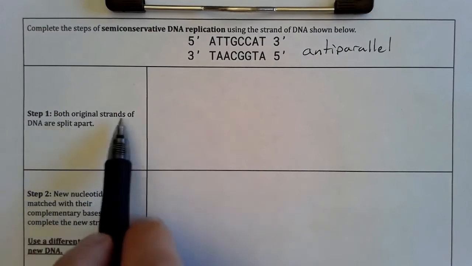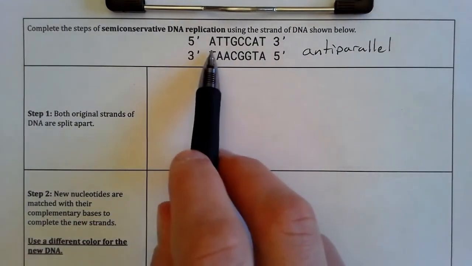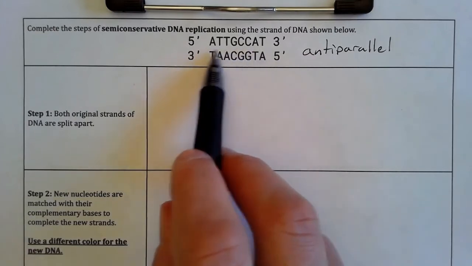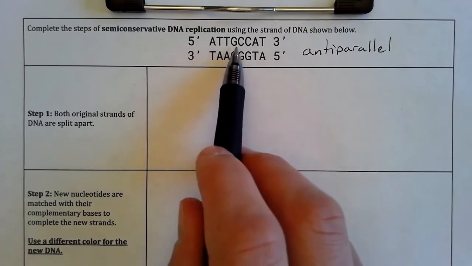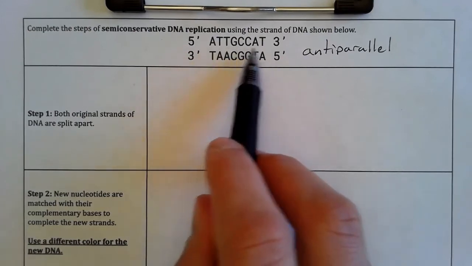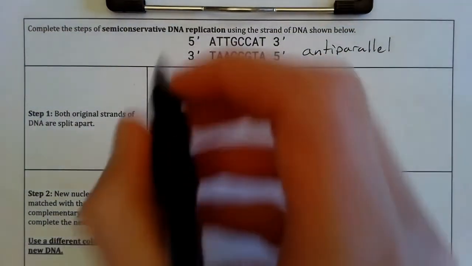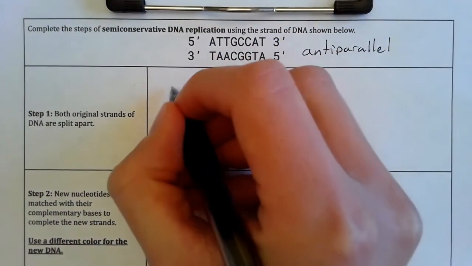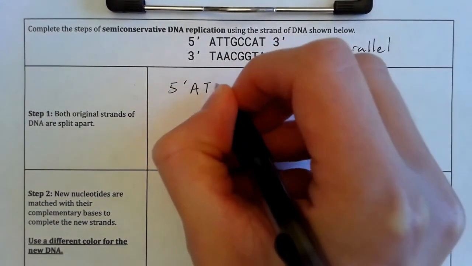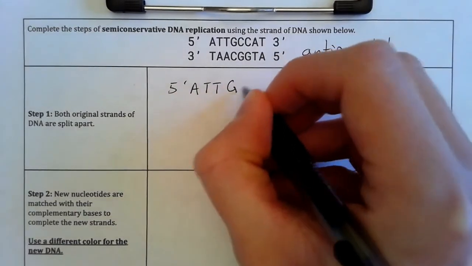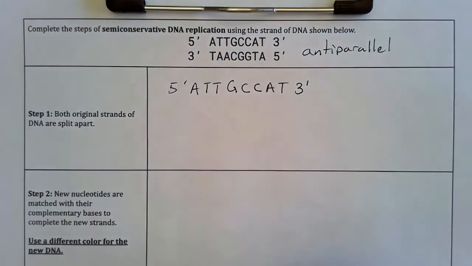So the first thing we do is we take the two original strands and we split them apart. To do that, you have to break all the hydrogen bonds that are in here between the bases. And remember, that doesn't happen by itself. You need an enzyme to do that. So I'll write one strand up here and one strand down here. So that would give us, just copying down the top strand, 5', A, T, T, G, C, C, A, T, 3'.